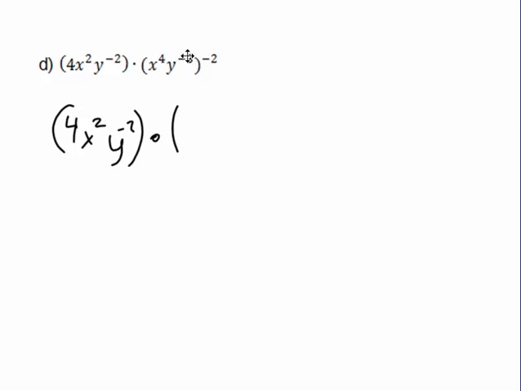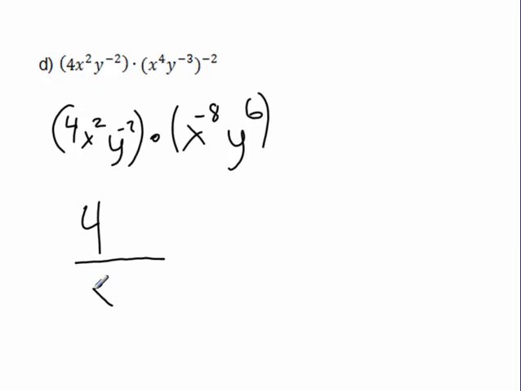Times x to the 4th raised to the negative 2 is x to the negative 8th. Y to the negative 3rd raised to the negative 2 power is y to the positive 6 power. Now I can combine this and multiply them out. Well, 4 times, well, there's no other number here, so this is an imaginary 1, so 4 times 1 is 4. I've handled my numbers. Now, x squared times x to the negative 8th, well, 2 plus a negative 8 is negative 6, so this is going to go to the bottom as x to the 6th. And negative 2 plus 6 is y to the 4th.